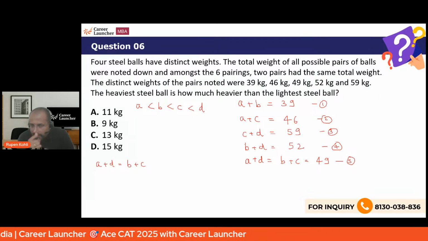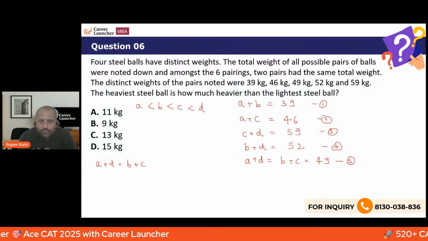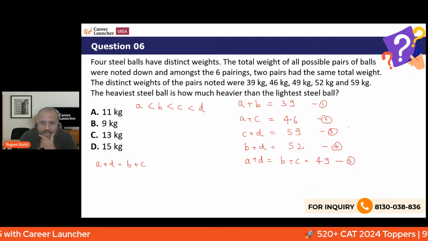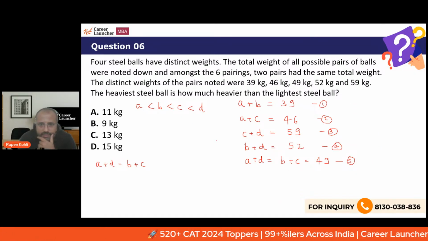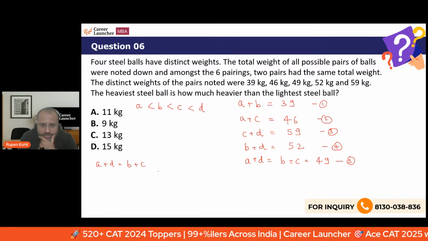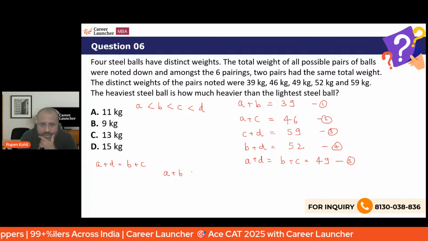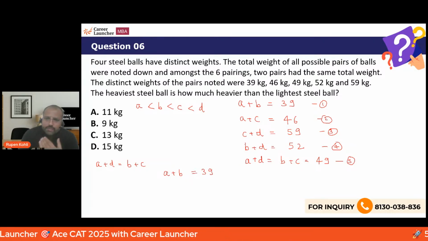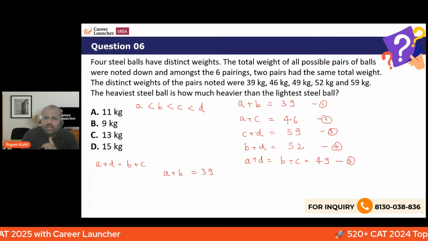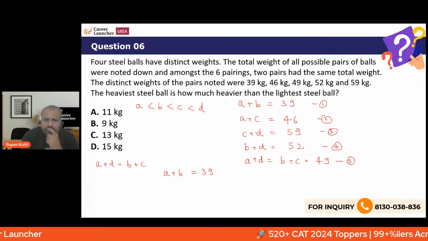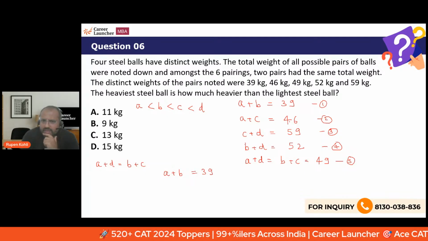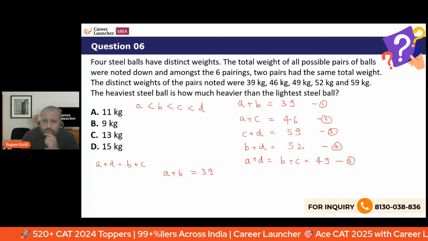Okay, now let's try to solve this problem. Let me look at the first equation, A plus B equal to 39. And what I'm trying to think now, with this A plus B being equal to 39, is to write A and B in terms of a single variable from the other equations. If I can do that, then I can solve this, right? And let me say from the second equation, let me write A being equal to 46 minus C.